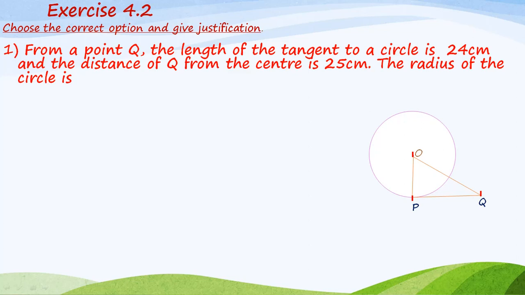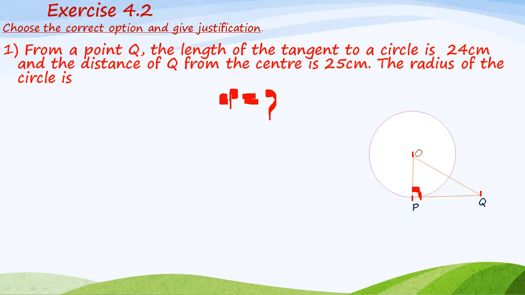We have to find the radius of the circle, means OP is the radius. OQ is 25 centimeters, PQ is 24 centimeters. We have to find the value of OP, the radius of the circle. We know that OP is perpendicular to PQ because angle P is 90 degrees. Already we proved this theorem.